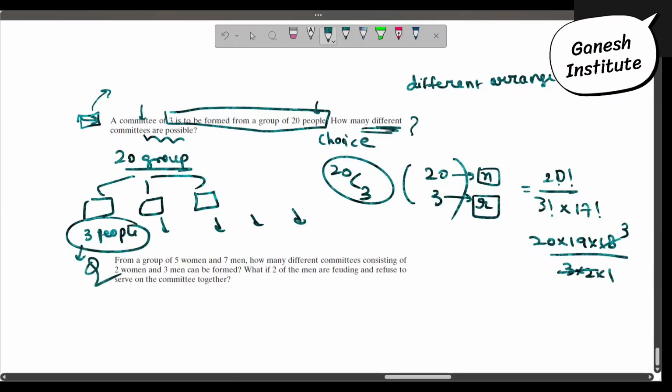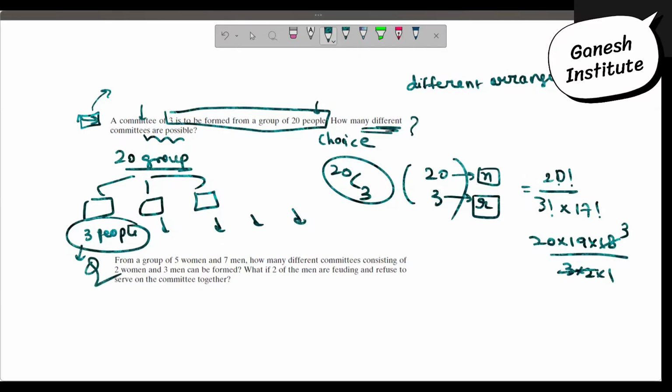Now read this. Form a group of 5 women and 7 men. How many different committees consisting of 2 men and 2 women and 3 men can be formed? What if two of the men are feuding and refuse to serve on the committee together?